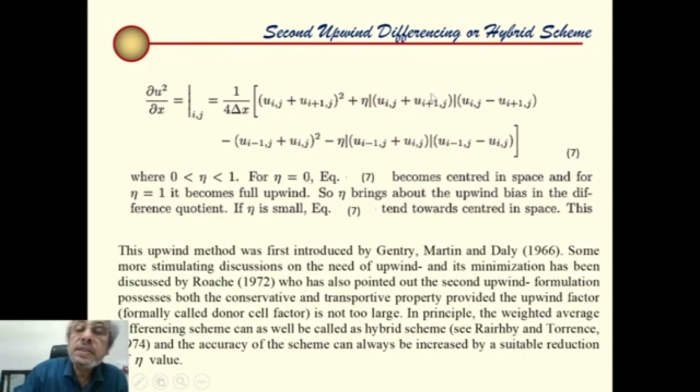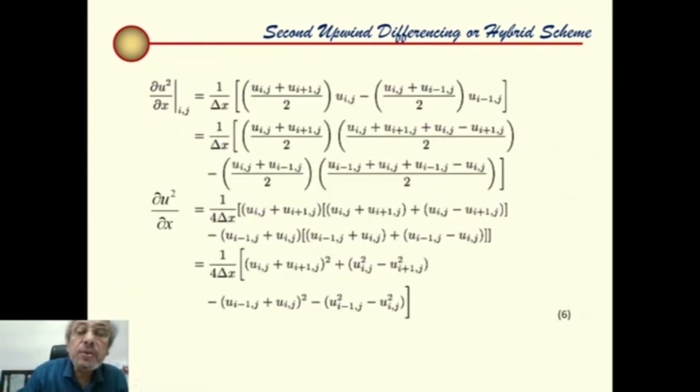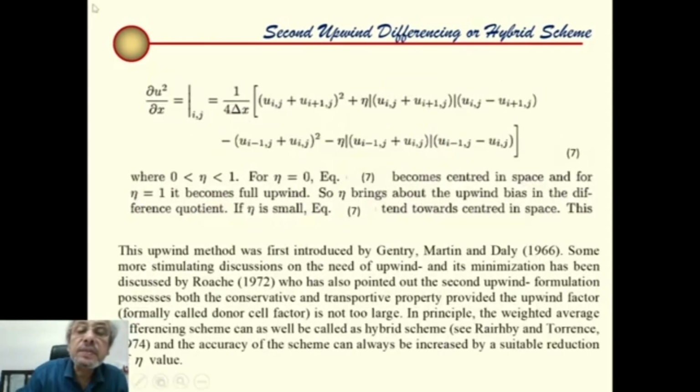And this makes us independent of whether ur is positive or negative locally, and this makes us independent of whether ul is positive or negative locally. And then this entire term, you can see, is multiplied by eta. Eta is a small numerical factor. If eta is 0, you can see this discretization is equivalent to central difference discretization.